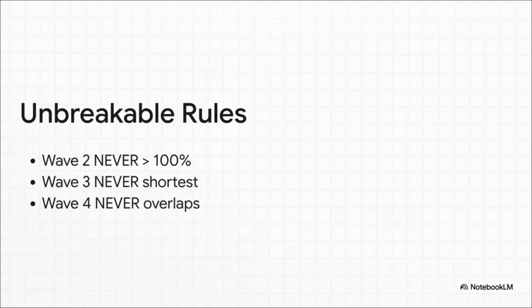So how do you actually know if your count is invalidated? Well, if you memorize nothing else from today's explainer, memorize these 3 unbreakable rules. Ready? 1. Wave 2 never retraces 100% of wave 1. 2. Wave 3 is never the shortest impulse wave. And 3. Wave 4 never enters the price territory of wave 1. Actually, let's just say it very plainly. Breaking any single one of these rules instantly and completely invalidates your entire wave count. Period. There are no exceptions.